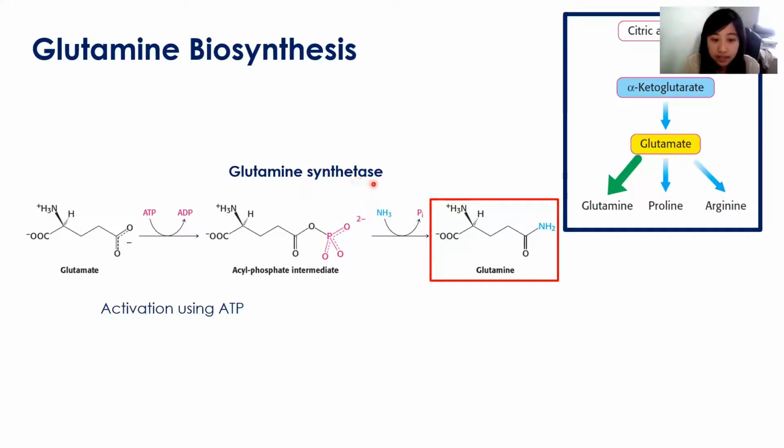Note that synthase is different from synthetase. A synthase is an enzyme that catalyzes the production of a compound. And a synthetase is an enzyme that catalyzes the ligation of two compounds together. In this case, that's the glutamate and the ammonia.